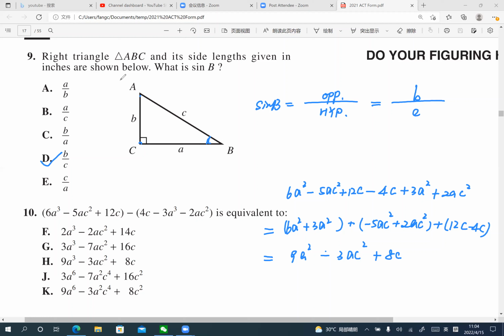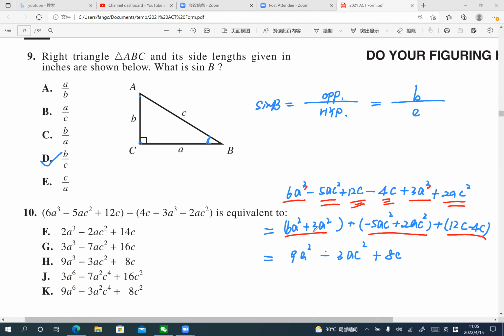Question 10. 6a cubed minus 5ac squared plus 12c minus, in parentheses, 4c minus 3a cubed minus 2ac squared is equivalent to. So the first step, we simplify the expression. We get 6a squared minus 5ac squared plus 12c minus 4c plus 3a cubed and plus 2ac squared. Next step, combine the like terms, 6a cubed and 3a cubed. The second one is negative 5ac squared and 2ac squared. And the last one is 12c minus 4c.